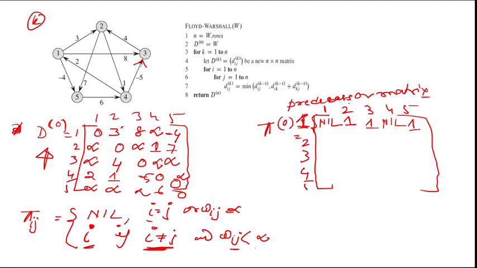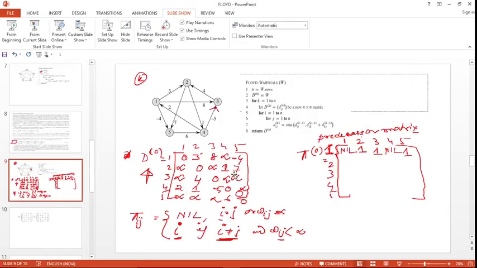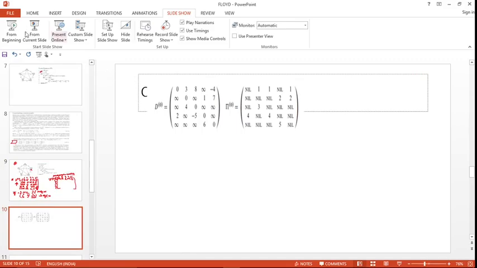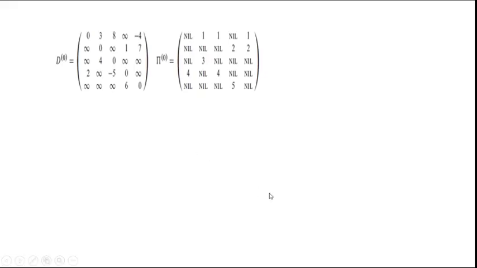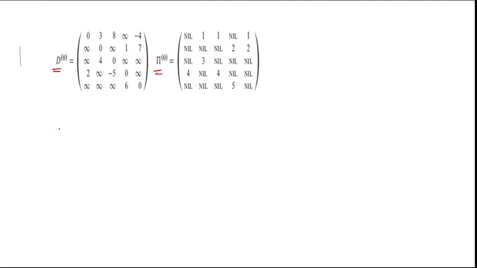Once you complete this matrix, which is pi 0, you will get this one. First iteration, D0 and pi 0 will look like this. Now using this D0 matrix, you have to calculate D1.